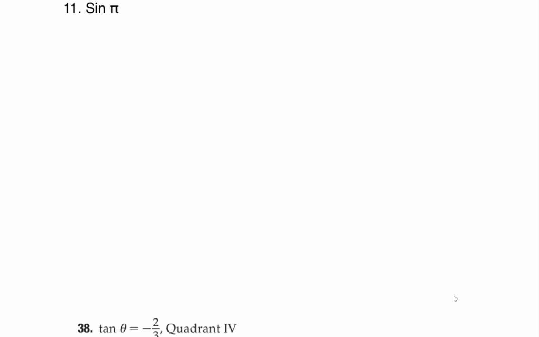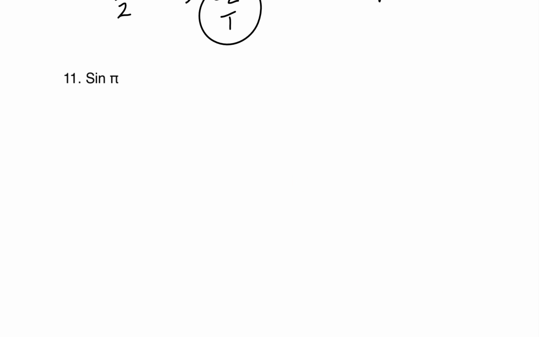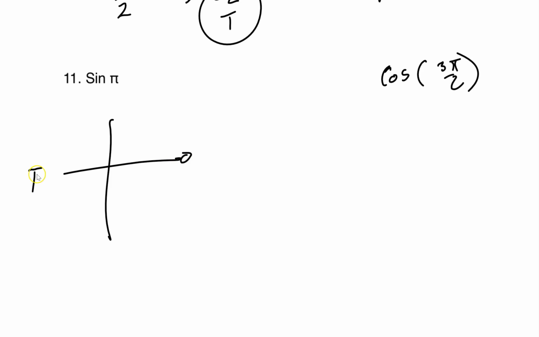Okay, let's talk about some things that are kind of special. Let's do 2 more, and then we're pretty much done. We're gonna do sine of pi, and we'll do cosine of 3 pi over 2. So sine of pi. As always, we gotta draw it. Here's 0, here's pi. Pi is right there. Right, so how do I do it? I can't draw a triangle. This is a non-triangle. This is called a quadrantal angle.